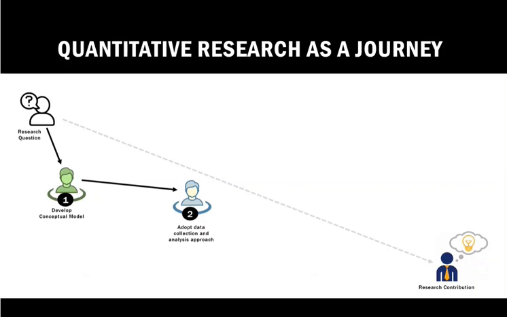Now, after that, you adopt a data collection and analysis approach. Once you have your model, it will most of the time inform you, and that's why it's important, even at the level of proposal, that you have an idea of what that model might look like, even if you are not putting it together. So the second stage really is to adopt a data collection and analysis approach.